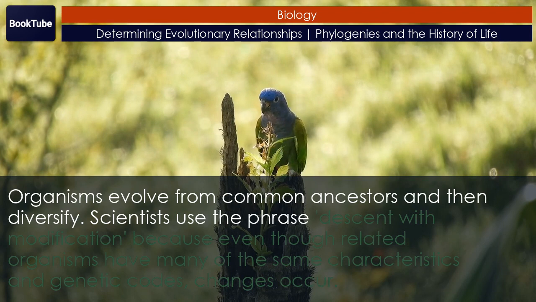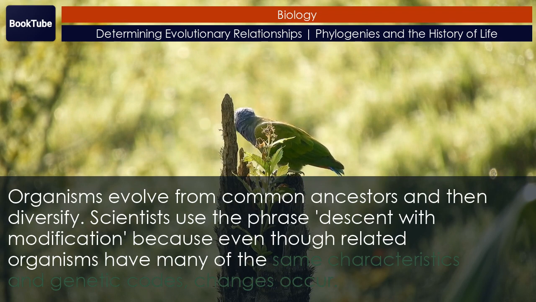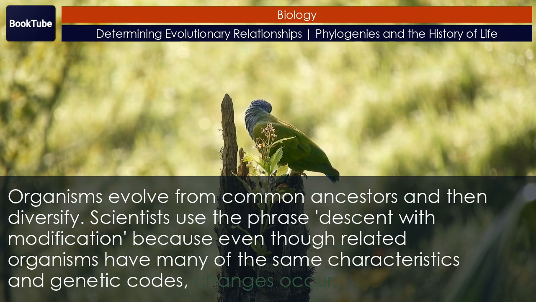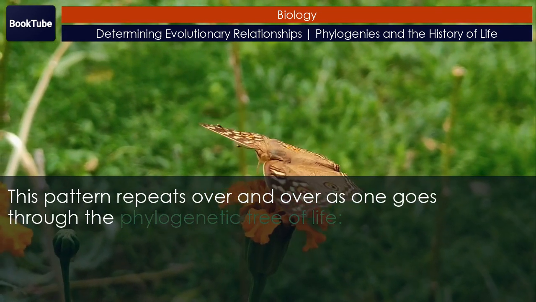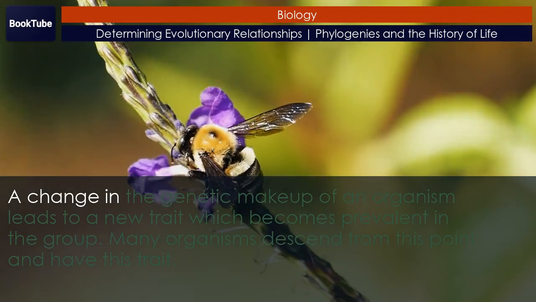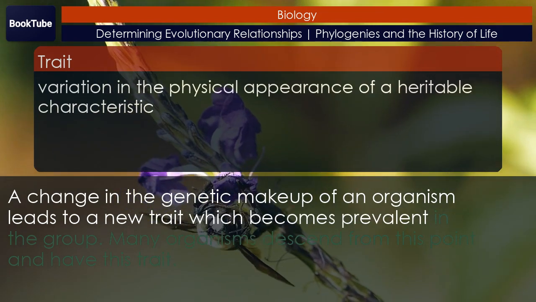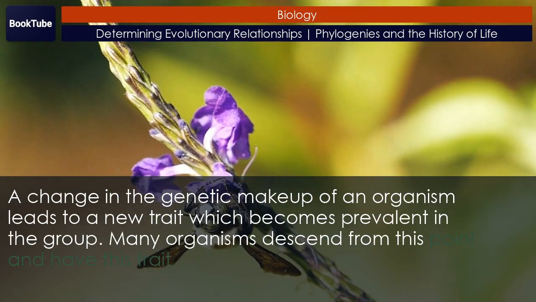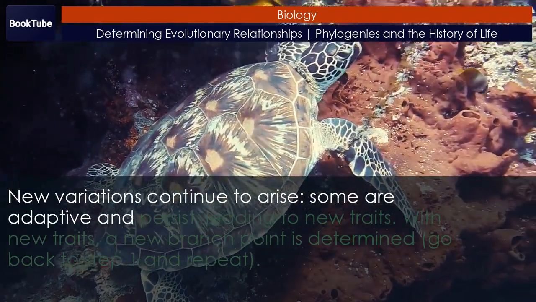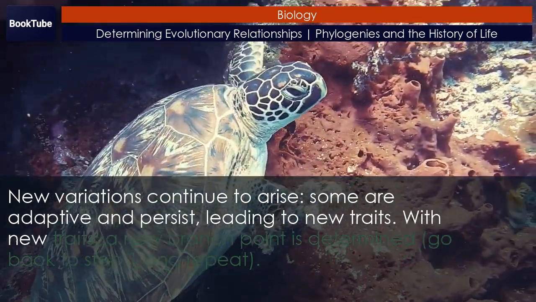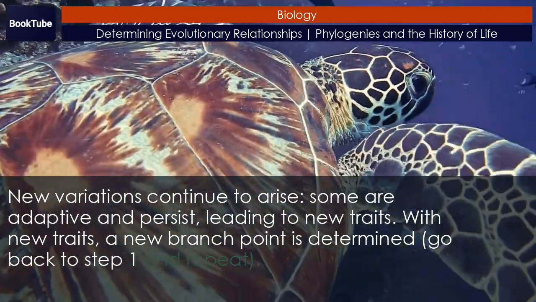Scientists use the phrase "descent with modification," because even though related organisms have many of the same characteristics and genetic codes, changes occur. This pattern repeats over and over as one goes through the phylogenetic tree of life. A change in the genetic makeup of an organism leads to a new trait which becomes prevalent in the group. Many organisms descend from this point and have this trait. New variations continue to arise. Some are adaptive and persist, leading to new traits. With new traits, a new branch point is determined. Go back to step 1 and repeat.